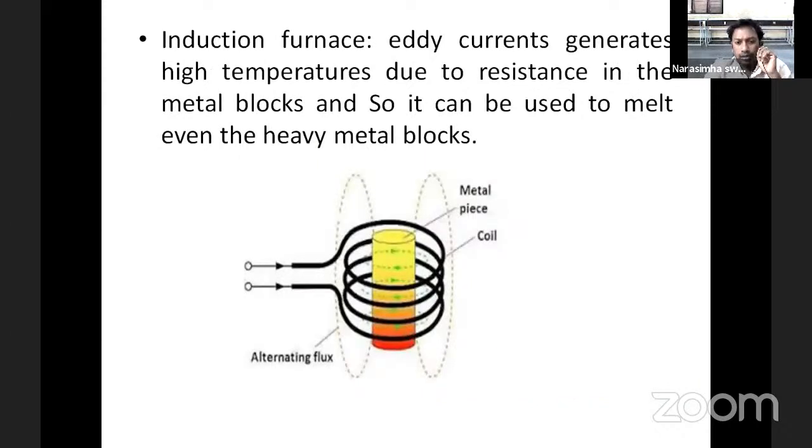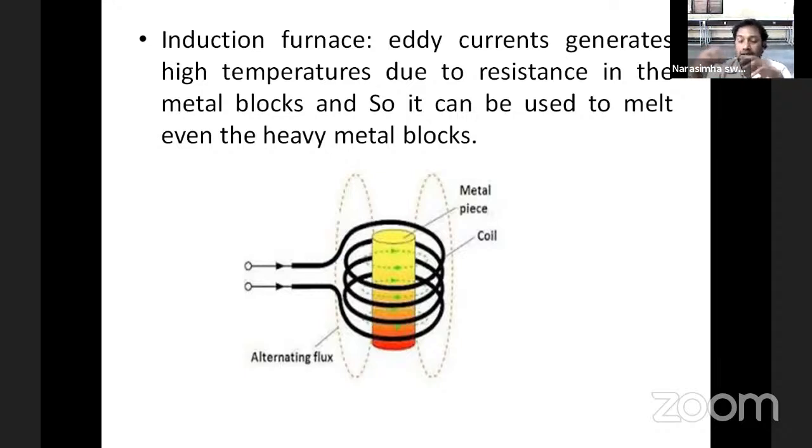One more application is the induction furnace. Eddy currents generate high temperature. I told you, due to the resistance, heat will be generated, so that heat we also use in a proper manner, that is the induction furnace. How much heat is liberated depends on the material: if the material has more resistance, then more heat will be generated. More resistance means more collisions take place inside the material.